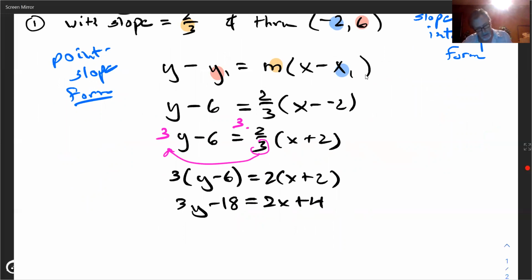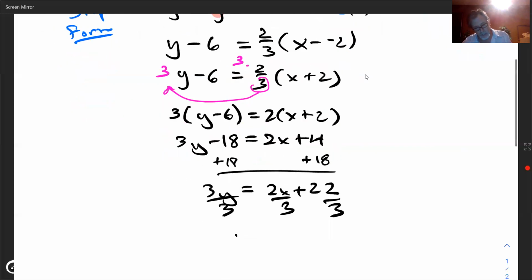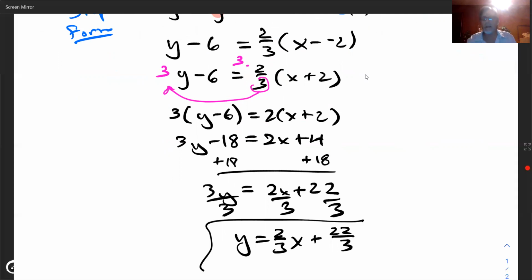You know what? Let's get the 18 to the other side because we're solving for y now. What is that? 22? Okay. And finally, divide by 3, and we're done. We have y equals, looks like 2/3 x. There's that slope again. And here comes the y-intercept. Interesting, it's 22/3. That's how I do it, given a point and a slope. And you give a point and a slope, you can find the line.